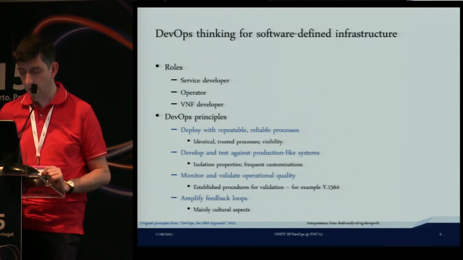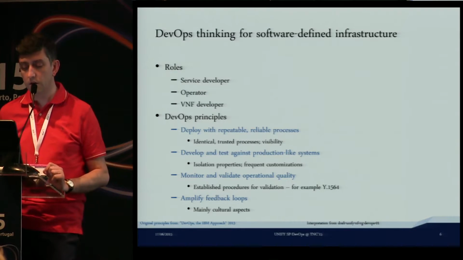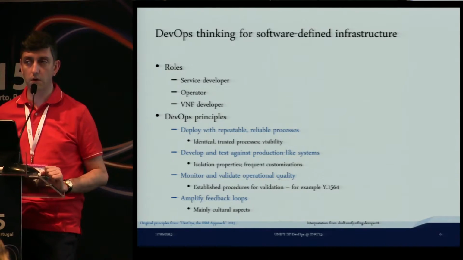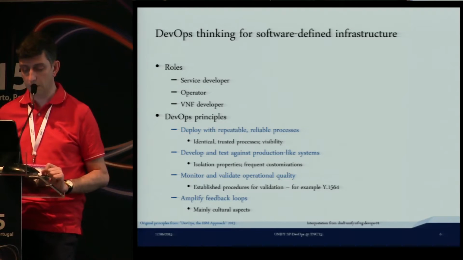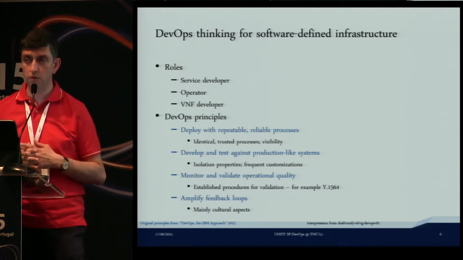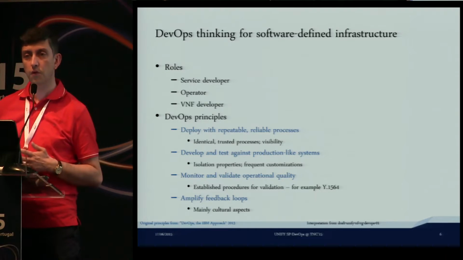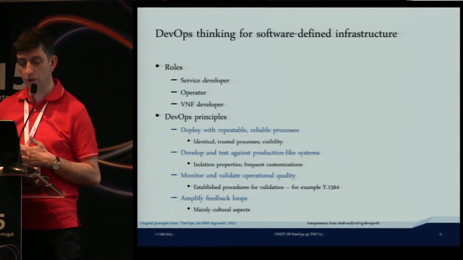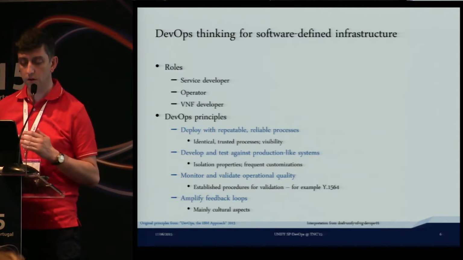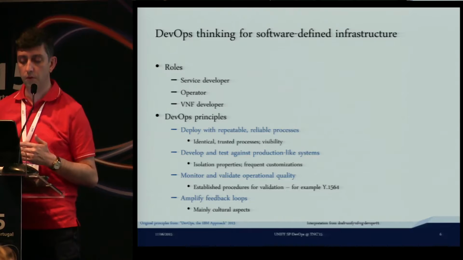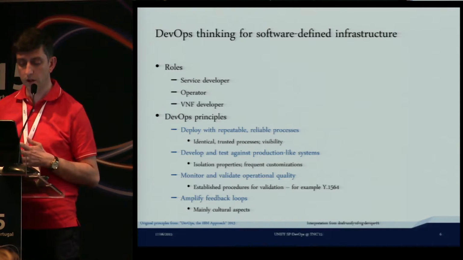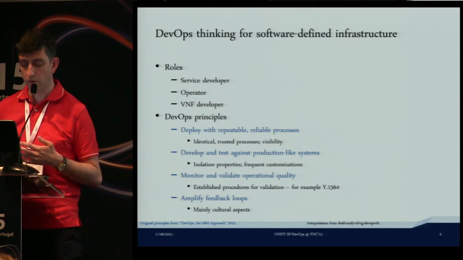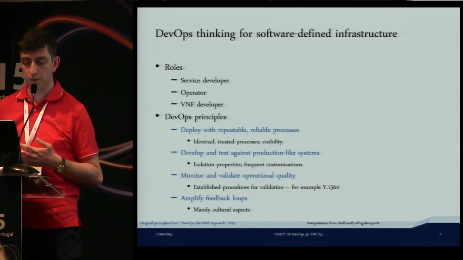Okay. Right. In Unify, we looked at DevOps principles that were introduced by IBM some years ago. What IBM were trying to do is to formalize a little bit the DevOps movement. They defined these four principles: deploy repeatable, reliable processes, develop and test against production-like systems, monitor and validate operational quality, and amplify feedback loops.